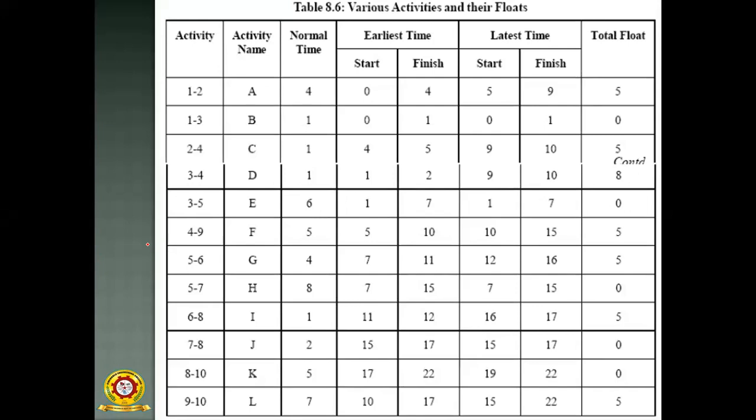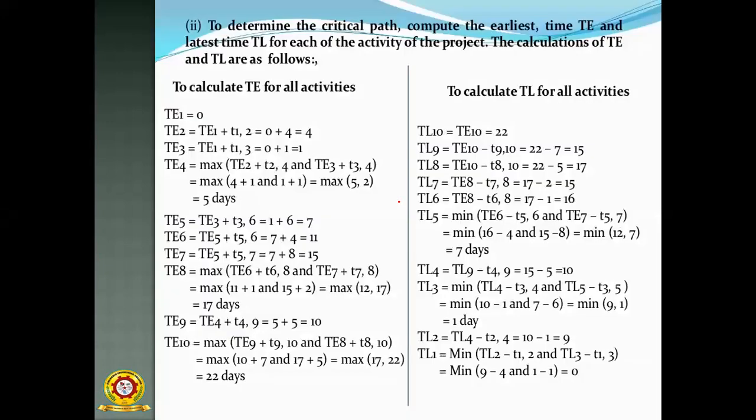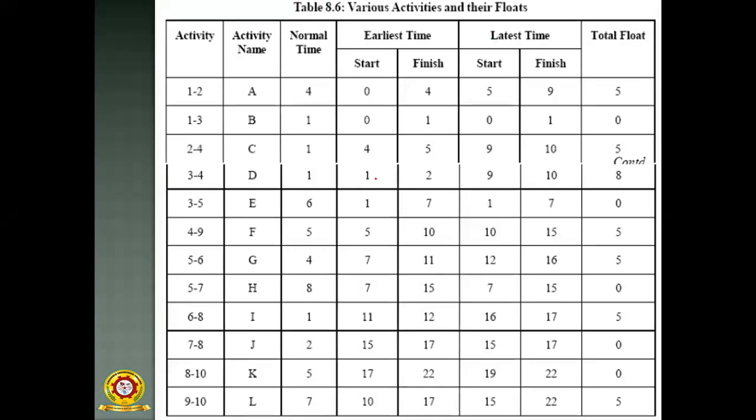So this is one of the things. While applying this method, we are getting the values like this. I have to substitute these values, and finally you have to find out the total float. This is activity name, normal time, earliest time, either start or finish. This is the latest time, and this is the total float.